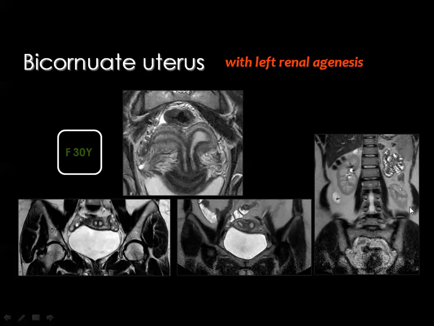And the scans of the abdomen showed that there is a single kidney on the right side, which shows compensatory hypertrophy where the left kidney is not present.